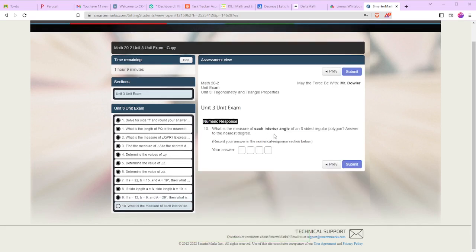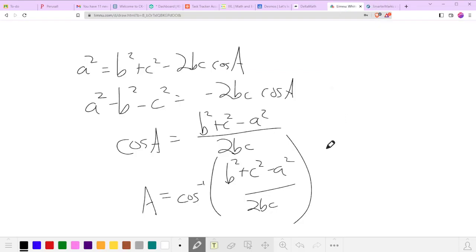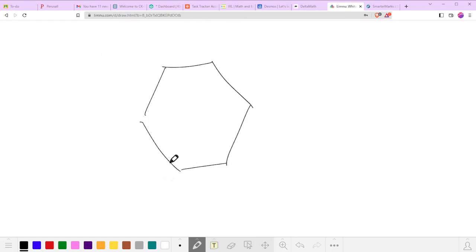And the measure of each interior angle of a 6-sided polygon. So if we draw a 6-sided polygon, the interior angles are these in the corners. We could chop this into 6 triangles. The inner angles would be 360 degrees divided by 6, so that's 60. The angles in these corners of our triangles would be that 180 minus 60, which is 120, divided by 2. So these are all 60.